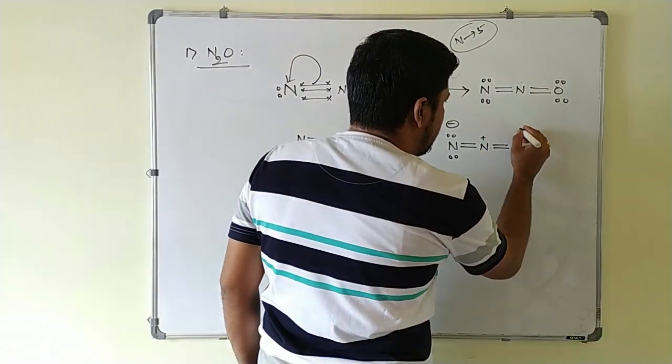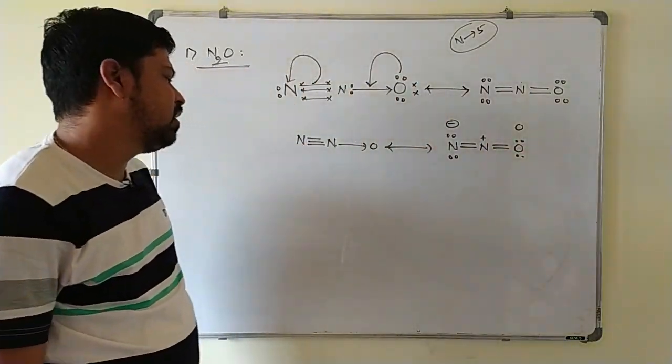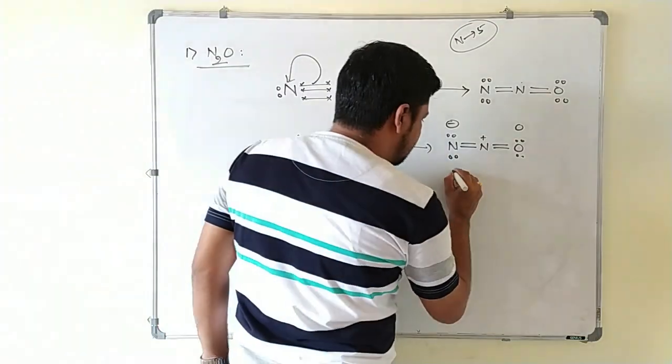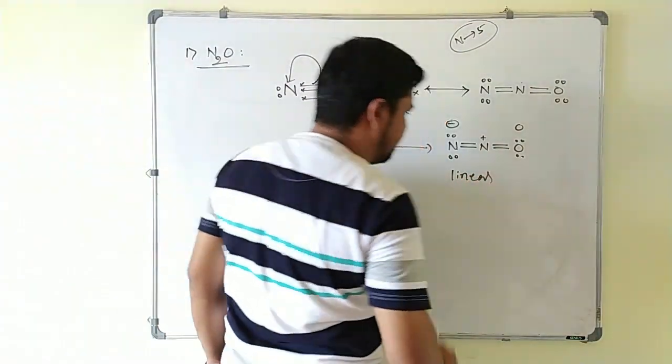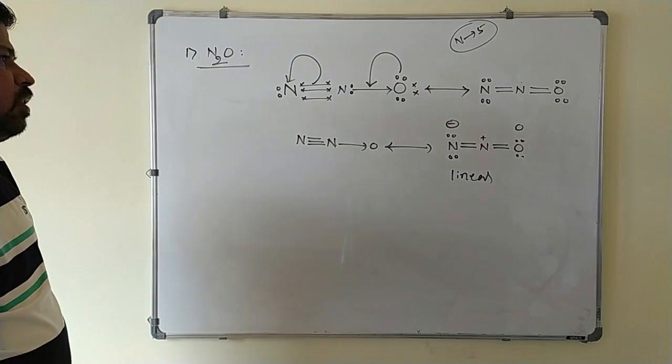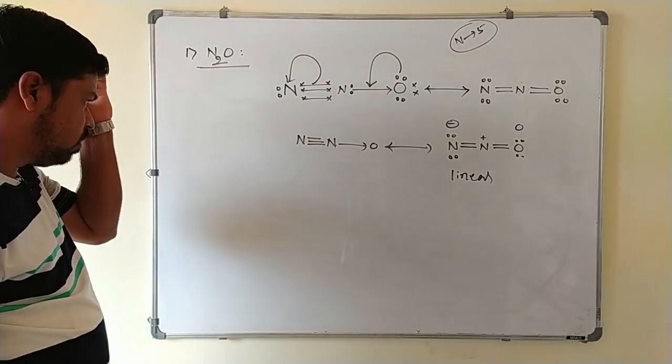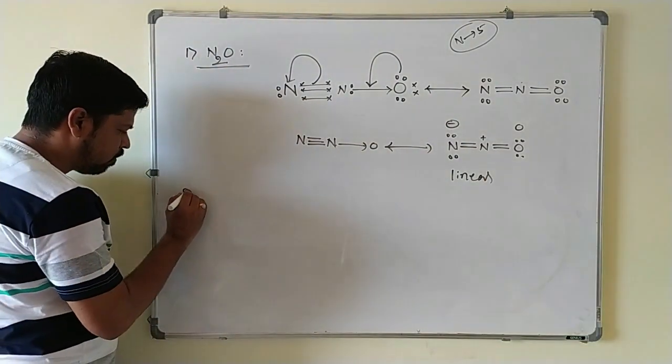Negative here, and the formal charge on this oxygen is 0. So what is the structure of N2O? It has a linear shape. This is how you can write the structure of N2O. Now we will go for the second one.